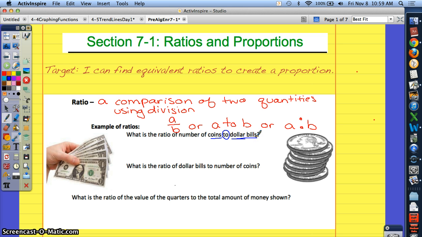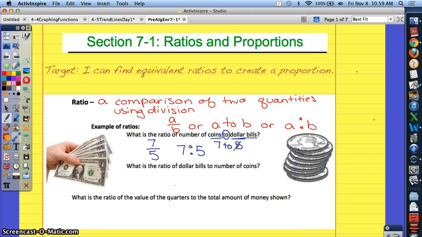How many coins do you see? 1, 2, 3, 4, 5, 6, 7. So 7 coins to, how many dollar bills do you see? 1, 2, 3, 4, 5. This is a ratio. Now you could write that as 7 over 5. You could also write that as 7 to 5. We can also write it with the word "to." Now the order does matter.